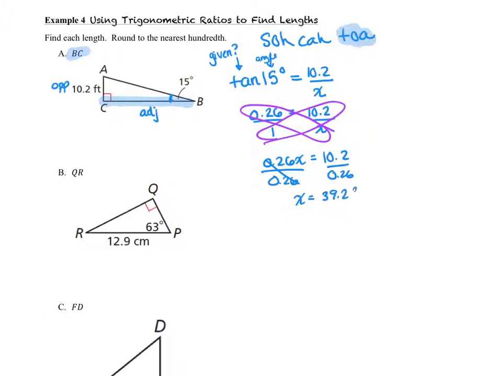39.23. And it says round to the nearest hundredth. So that's right, 39.23 would be the length of BC. So I'm going to write BC is equal to 39.23.